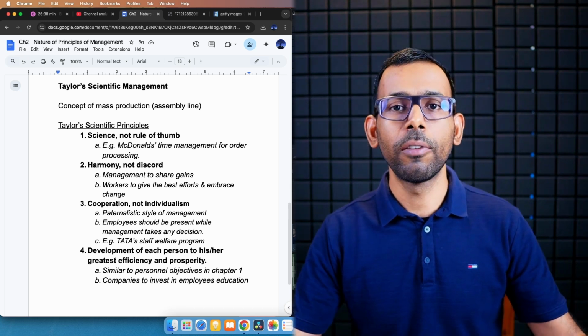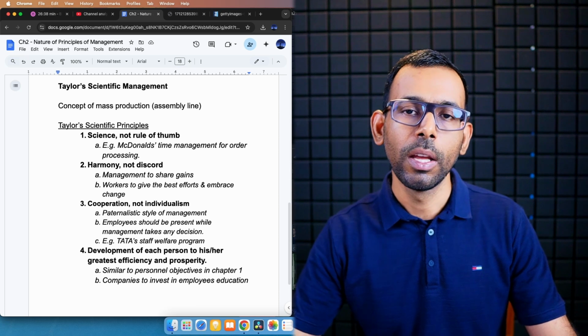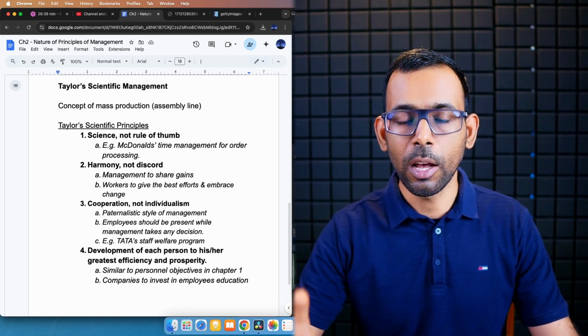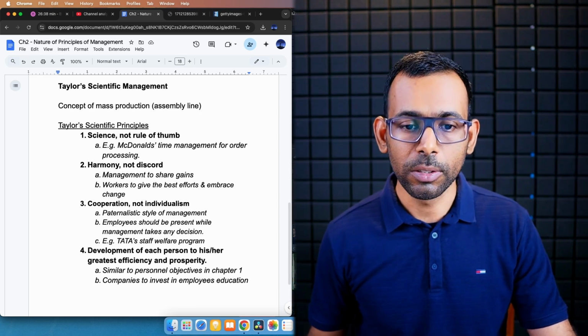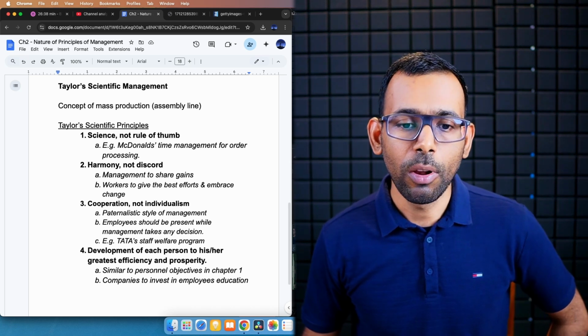So exactly, it will take 48 hours, and I will say come back after 2 days. It will be ready in 2 days instead of 3 days. Now this is how scientific management works. Now I have given an example here, McDonald's time management for order processing.